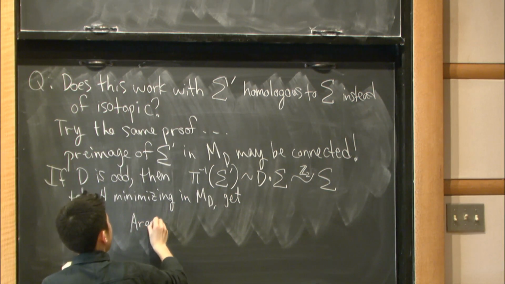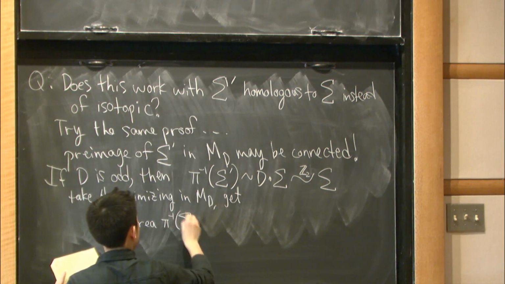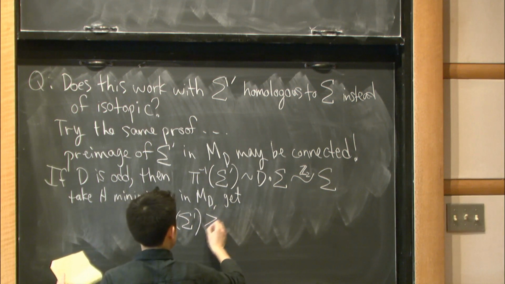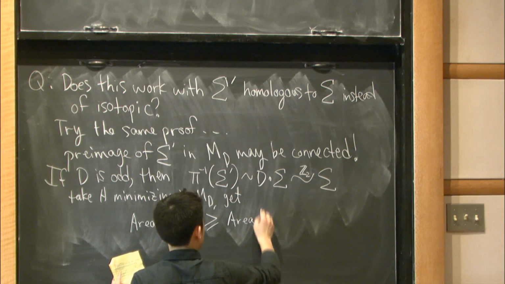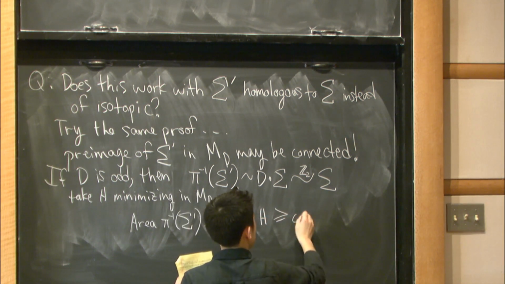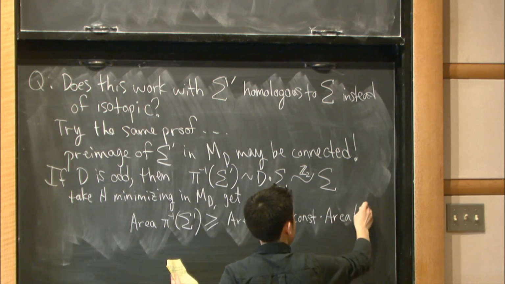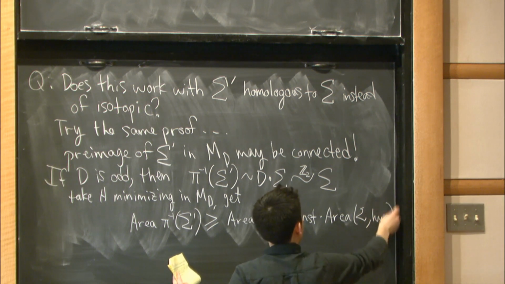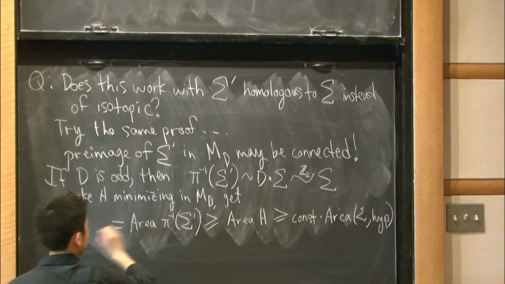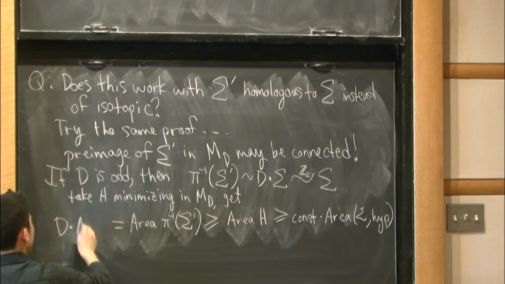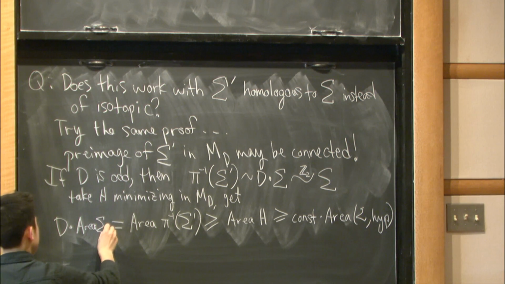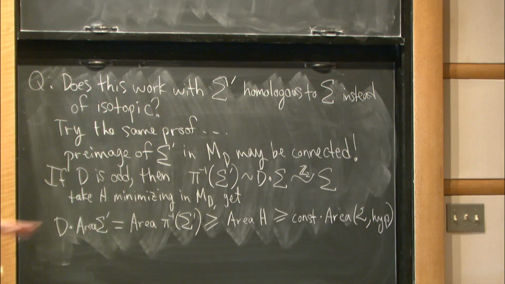So we get the area of this preimage is at least the area of H, which is at least a constant times the hyperbolic area of sigma. But this left-hand side is d times the area of sigma prime, and there's no way to really, it seems, to get around the fact that we have this large number d on the left-hand side and no d on the right-hand side.